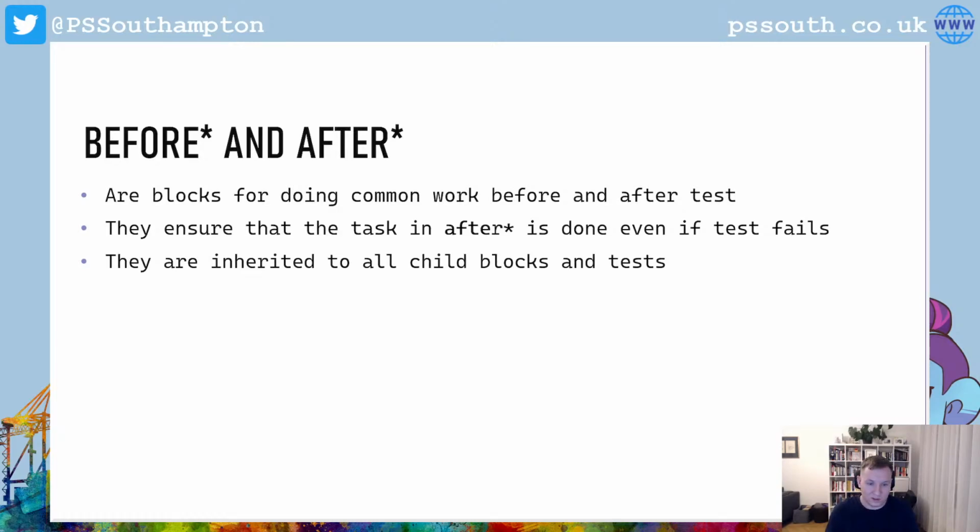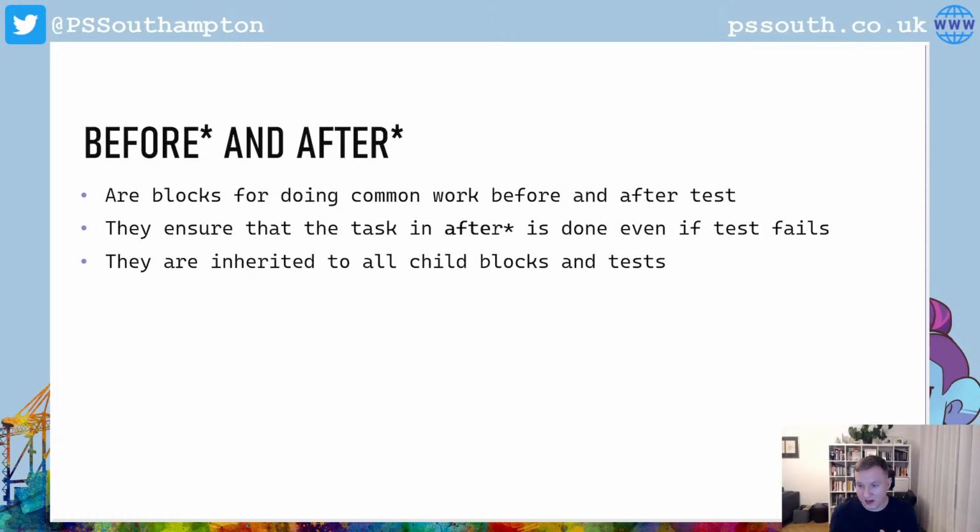Those blocks are for doing common work before and after test, and they ensure, as I said, that everything in after will still run. And they are also inherited to all the child blocks and tests that you have. So if you have multiple levels of describe and you put your before all on the top where you import a script, it will run once. If you put before each in the next describe, it will be inherited and it will run before every test in the subsequent scopes.